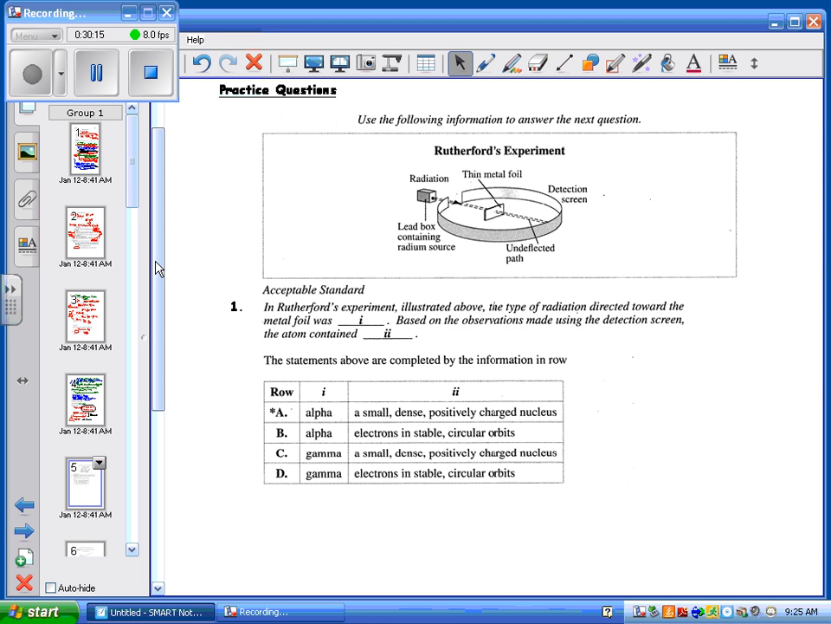This particular set of 4 questions is based on Rutherford's gold foil experiment. You're given the picture of the setup of the experiment in a context box. This is called a context box. So you're given the setup for that particular question there. An acceptable standard question is to be able to fill in the blanks here. This is a common kind of question where you have 2 blanks, and it's a theory question where you have to pick the appropriate stuff from the columns in the multiple choice.